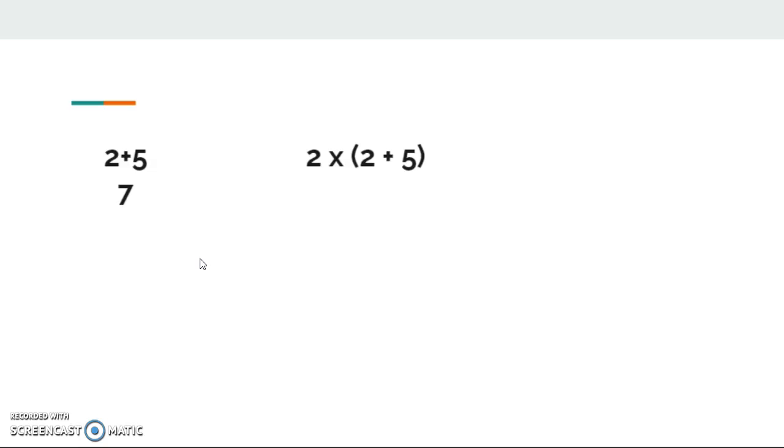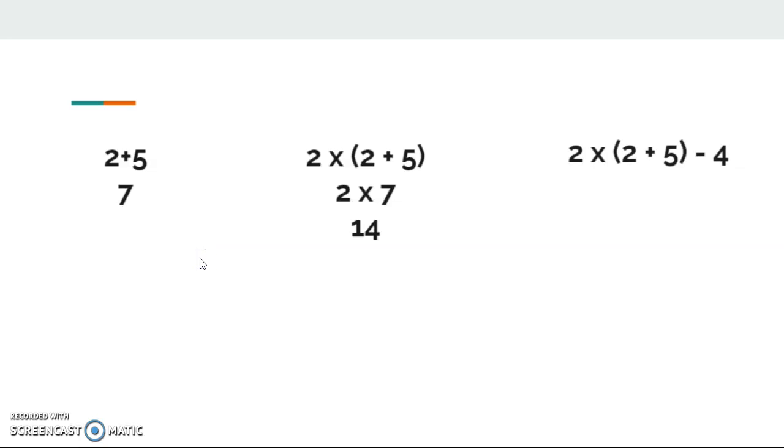So how could we read this? This means we're going to have two groups of 2 combined with 5. So we're going to combine 2 and 5, and then we're going to have 2 groups of that. So that's one way the kids can see that we're going to definitely do that grouping first. If we simplify the 2 and 5 first, 2 plus 5, then we would find our 2 groups of 7, which equals 14.